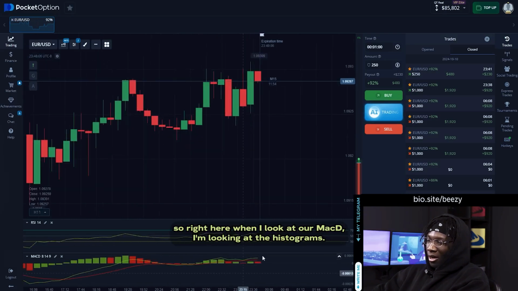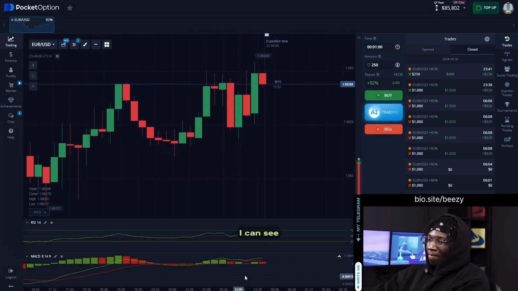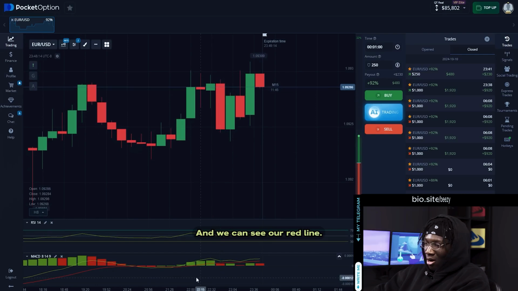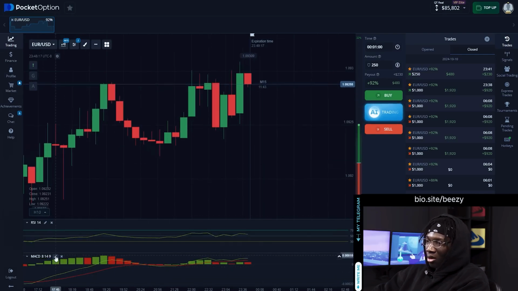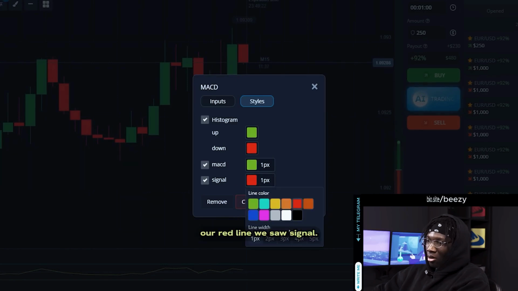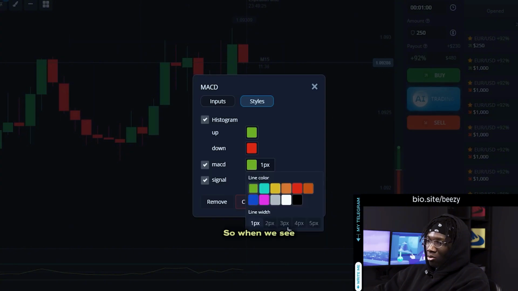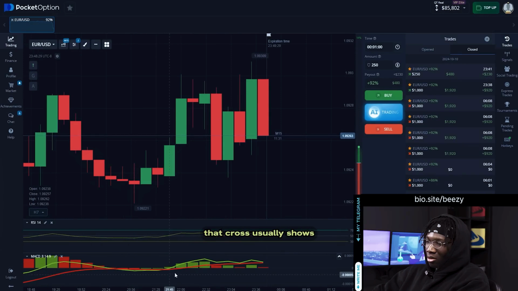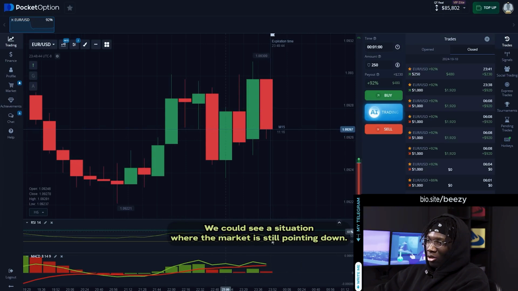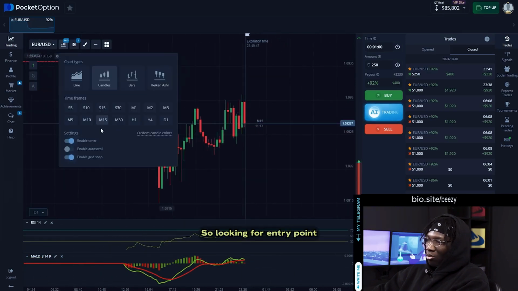So right here, when I look at our MACD, I'm looking at the histograms. I can see that we are crossing that signal period at 9, and we can see our red line, our signal line. So when we see that cross, it usually shows an upward trend when it crosses over that side, and when it crosses below it, that means that we're going down. Right now we can see a situation where the market is still pointed down, so looking for an entry point.